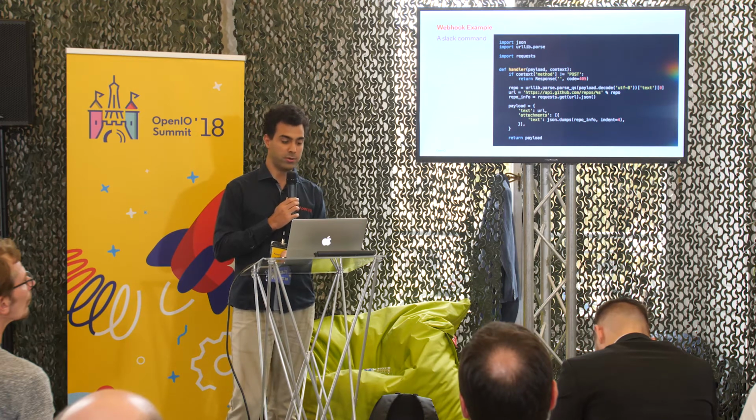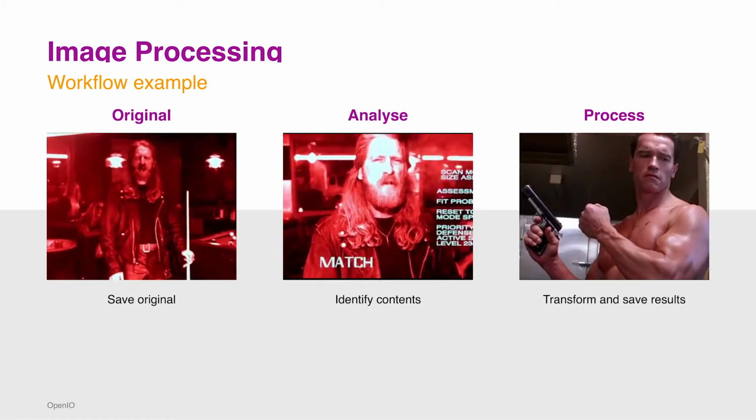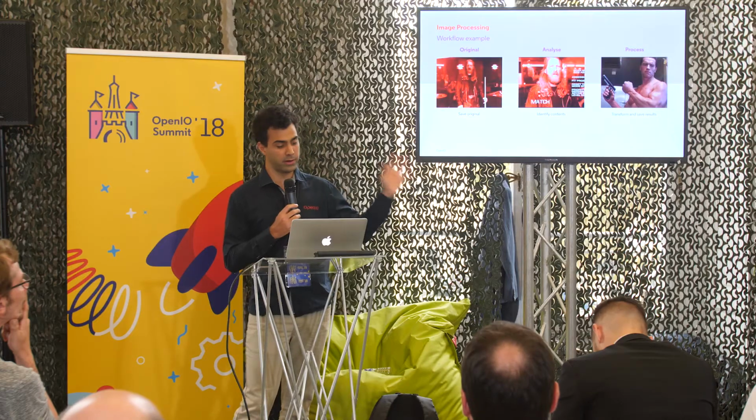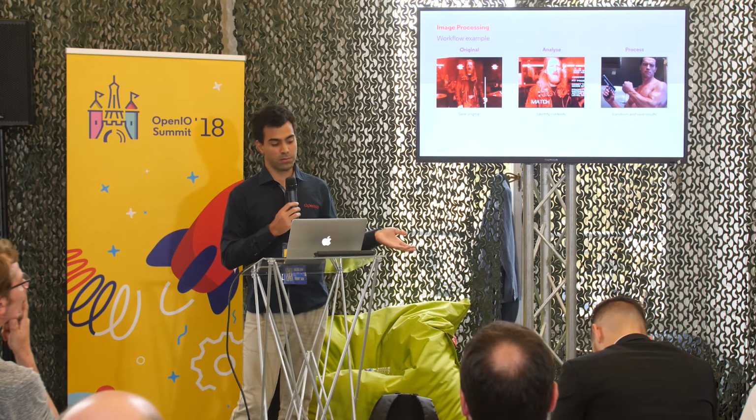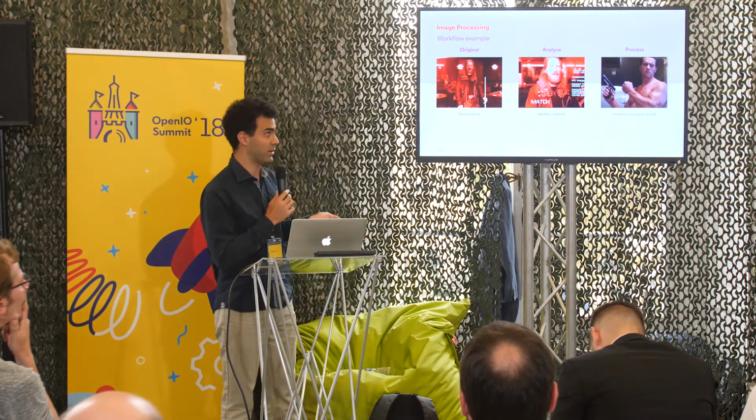Another example I can show is image processing. So let's say you want to process an image, maybe recognize a very famous movie. The image comes from the user, for example, saving it from their phone. You analyze it, you identify the contents, and then you transform and save the results. That's a very classic workflow that is definitely very easy to implement with functions.